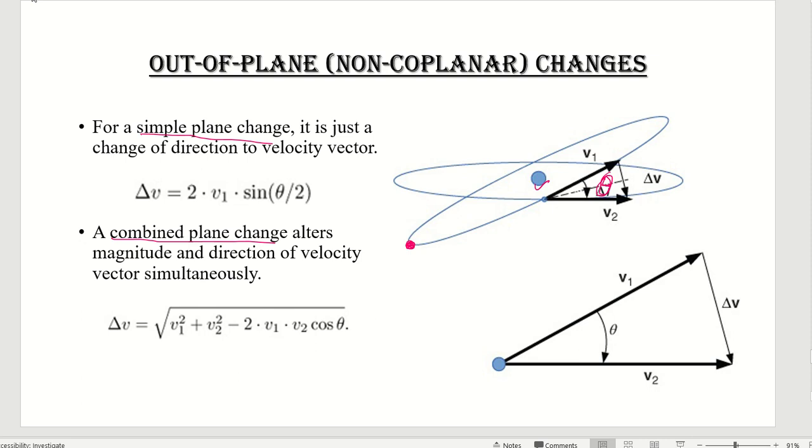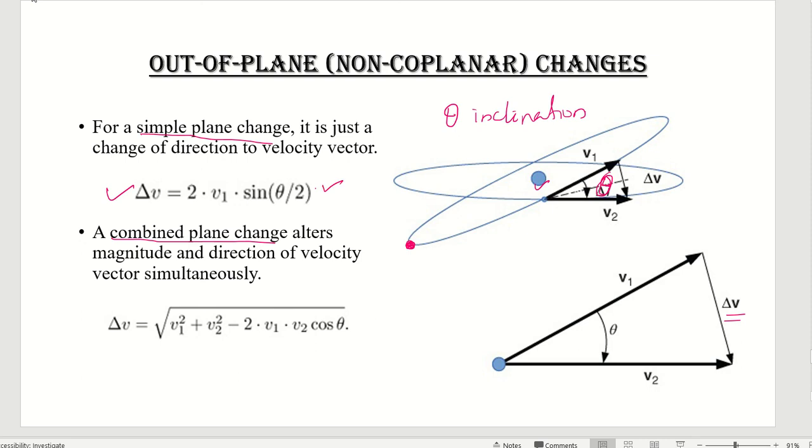So what is the velocity required? These are the two velocity vectors in the two planes. So there will be a velocity difference. That can be calculated using this formula. Delta V is equal to 2 v1 sine theta by 2, where theta is the inclination. This is the formula for simple plane change where the size of the orbit is not changing.